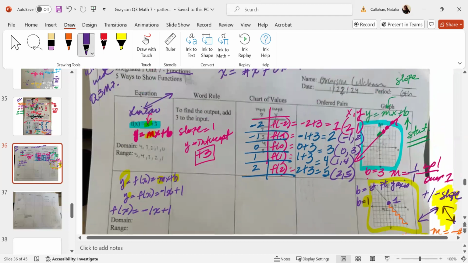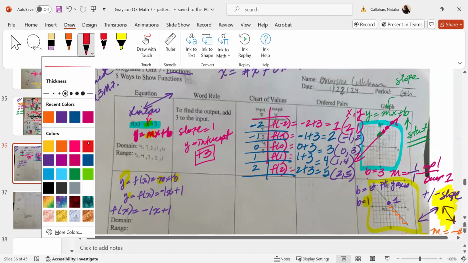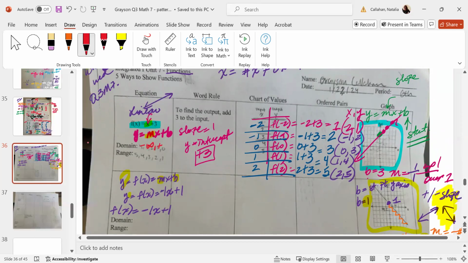Forgot to go over this one. The domain and range for this equation, if you look at this graph, domain is left to right. It's always been -infinity to +infinity. Range is up and down. -infinity to +infinity.